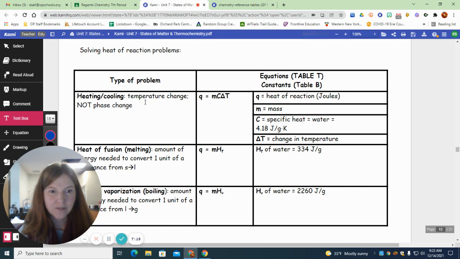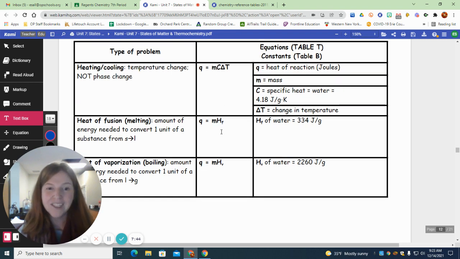So to summarize, we have 3 different formulas that we have talked about. The heating cooling formula, Q equals mC delta T. This is the formula that we use when there is a temperature change. You are heating up or cooling down within a single phase. You're heating up a liquid, you're cooling down a solid, you're heating up a gas, whatever it might be. You do not use this formula when there is a phase change like boiling or melting or freezing or condensing.